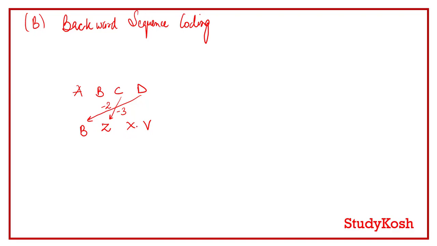The difference is of -4. Between B and X, the difference is of -4. And between this A and B, the difference is of -5. So this is how this backward sequence series works.